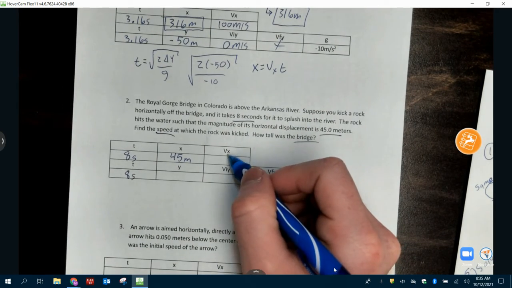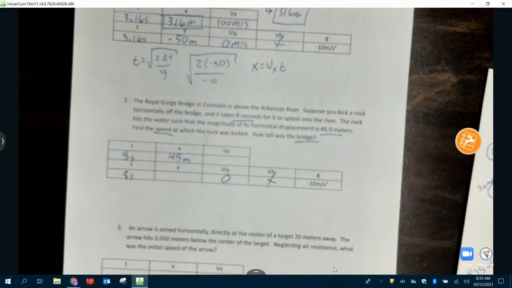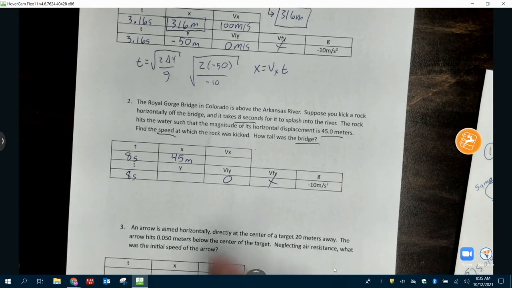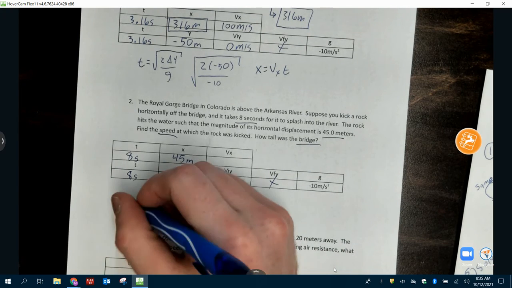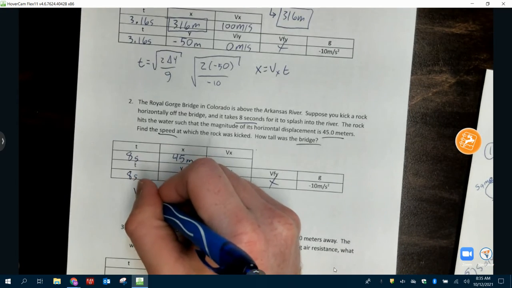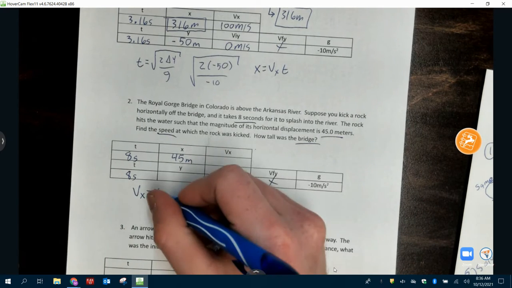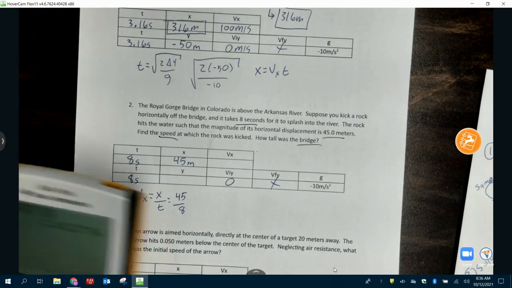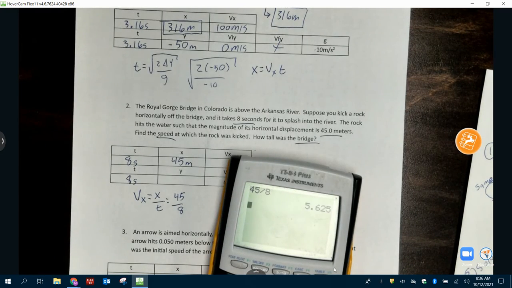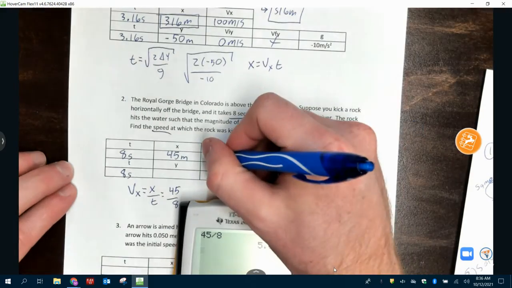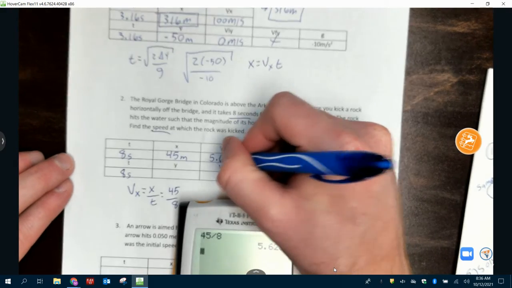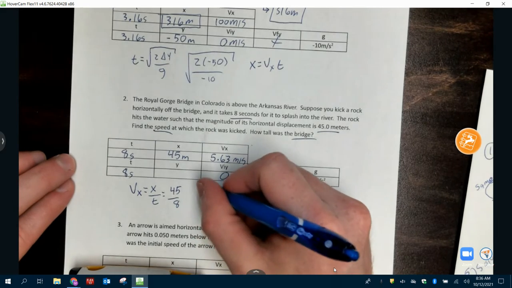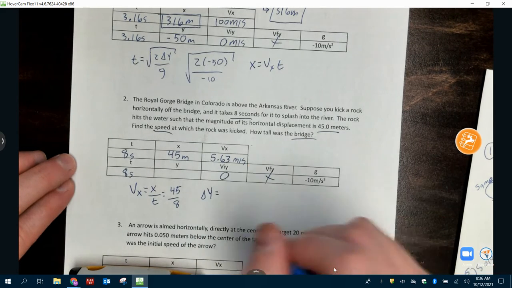Cool. That's all we're given in the problem. So if I want Vx or if I want Y, well, I know those things are zero and we don't care about them. So you just pick an equation. It doesn't matter which one you start with. You want to start with Vx. What is Vx equal to? Good. So you just take x divided by t, which is 45 over 8. And we'll call that 5.63.